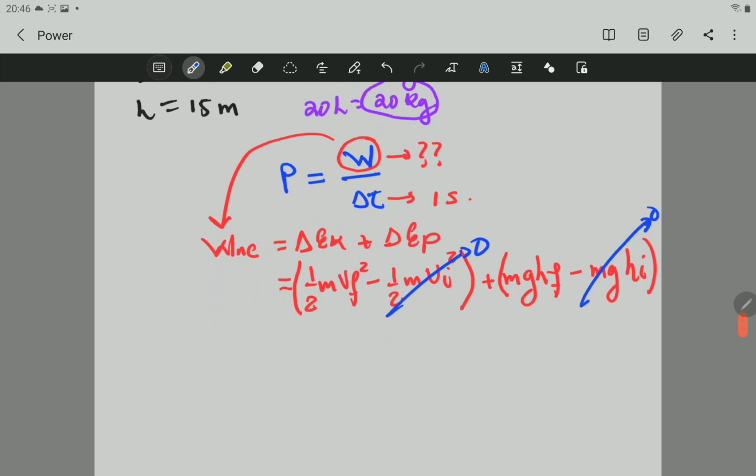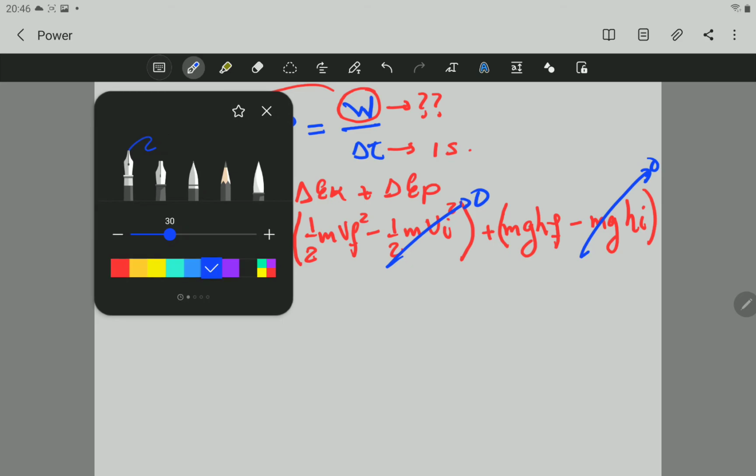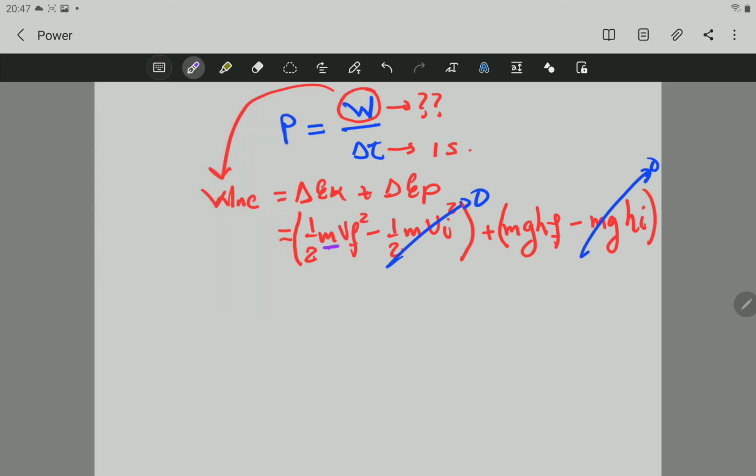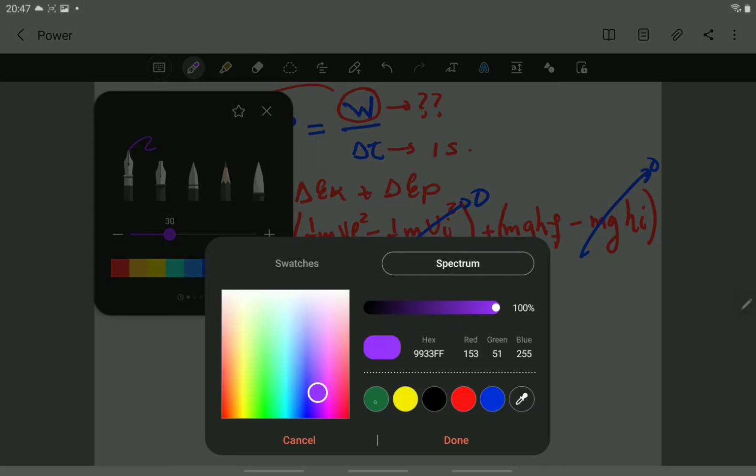Okay, now let's go on. We still have here a few tricky things. The mass, we already clarified about the mass. This is the amount of water we have to get. This is the mass of water. Now, mass of water is going to be 20 kilograms. That one, we know it. It's going to be 20 kilograms.